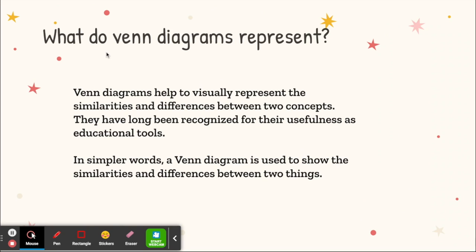So what do Venn diagrams represent? Venn diagrams help to visually represent the similarities and differences between two concepts. They have long been recognized for their usefulness as educational tools. In simpler words, a Venn diagram is used to show the similarities and differences between two things.